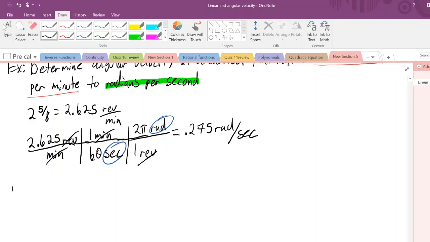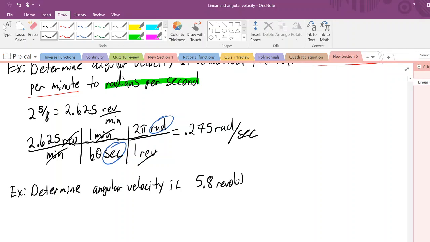Alright, let's do another one. Example: determine the angular velocity if 5.8 revolutions are completed in 9 seconds.